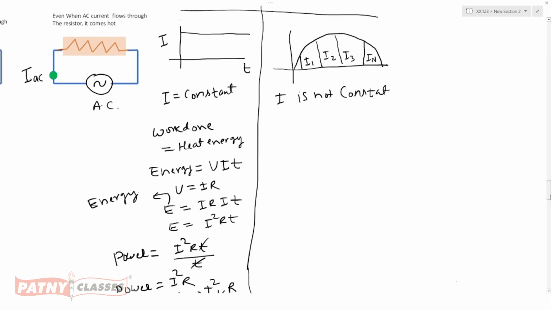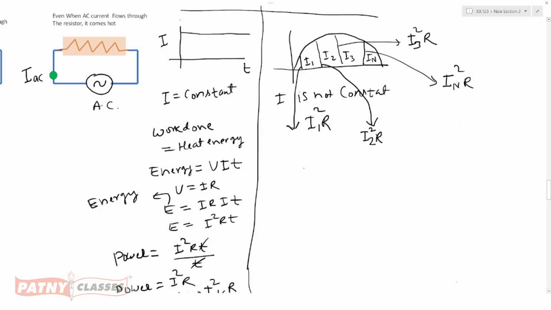Now for AC circuit, here is the current I1. For the current I1, the power formula is I1 square into R. And here is a current I2. For current I2, the power formula is I2 square into R. Similarly, for I3, the power equals I3 square into R, and so on up to the N current. The power formula is IN square into R.